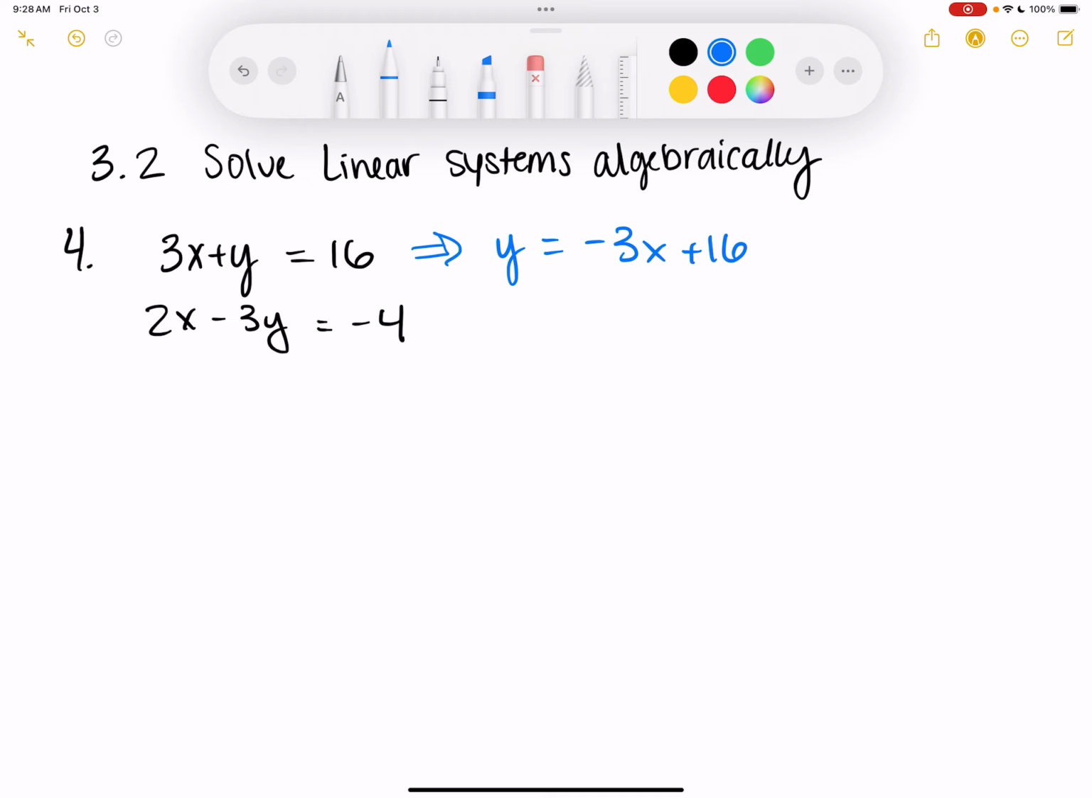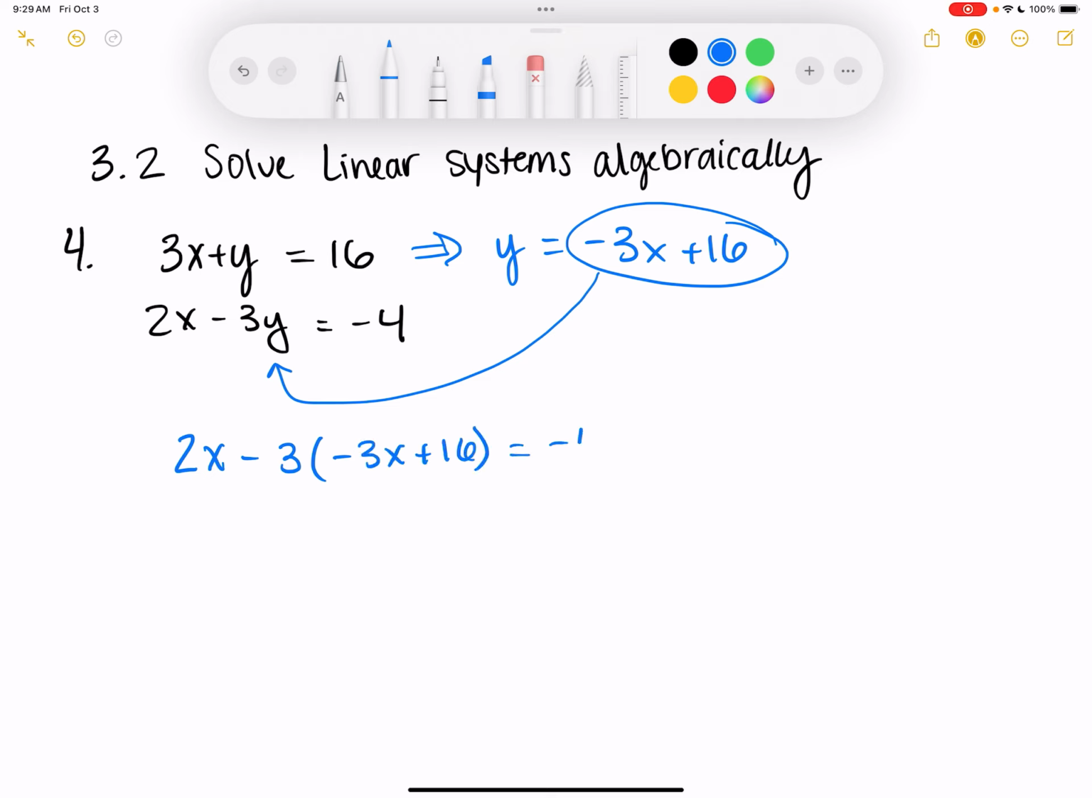Now at this point, I'm going to take this value here, and I'm going to plug it in for y in this equation to solve for x. This is what we're doing. Most of these aren't hard, they're just long, kind of annoying, takes up a lot of paper. So 2x minus 3 times all of this, negative 3x plus 16, equals negative 4. I'm going to distribute, so 2x plus 9x minus 48 equals negative 4.